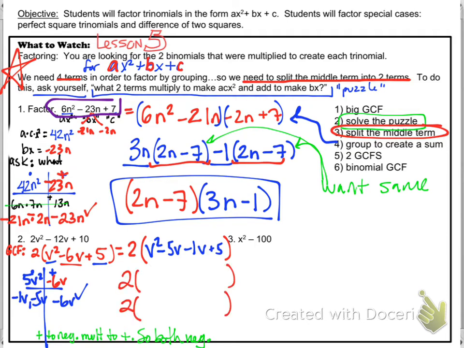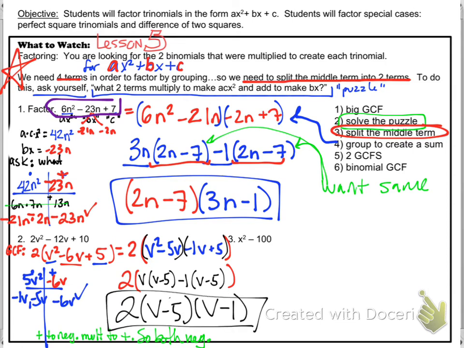So I just write it like that. And now I'm just worried about the blue inside there, factor by grouping. So I group the first 2, factor a v out of each. Look at the second 2, factor a negative 1 out. I get v minus 5 twice there, so that's my first group. And then v minus 1 is the second group. Let's pretty that up a little bit, and there's our final answer.